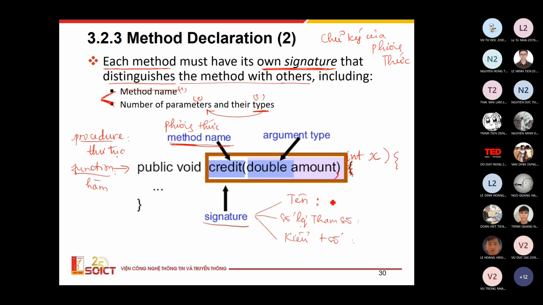Và cái chữ gì nhỉ? Cô nói lại được không ạ? Cô nói lại câu hỏi được không? You show me the signature of this method. The signature, the name is credit. Okay.